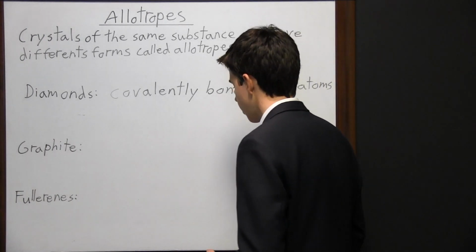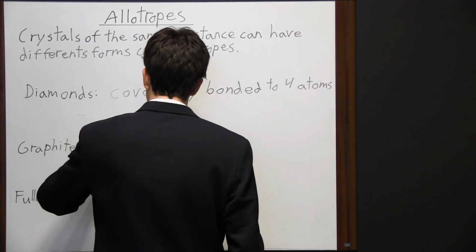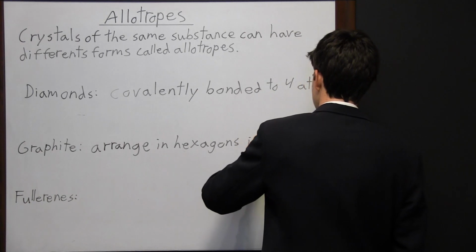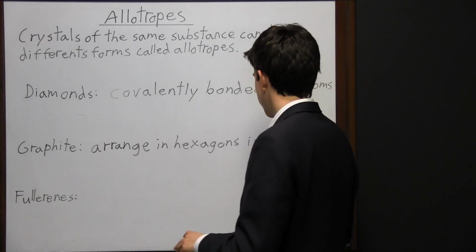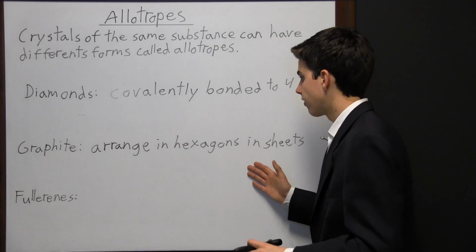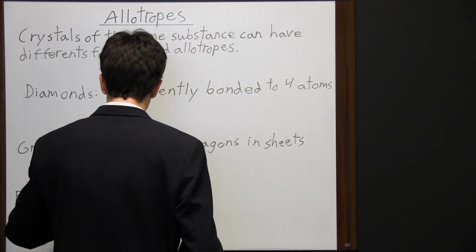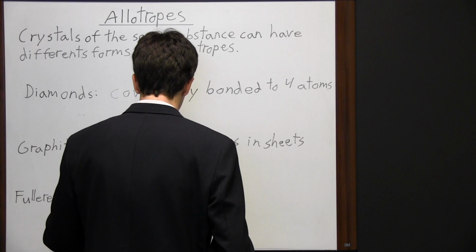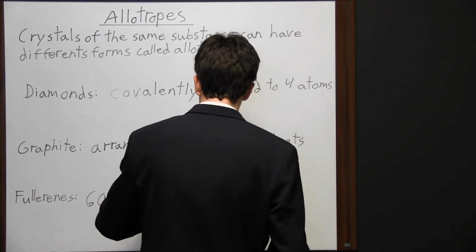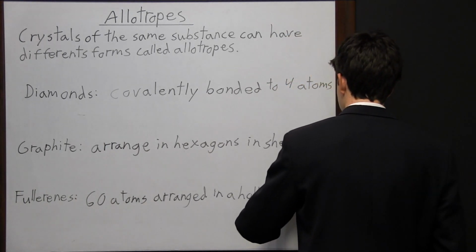Then there's also graphite, which is what pencil lead is made out of. And this is when the atoms arrange in hexagons in sheets. So these atoms are arranged in hexagons, and these hexagons are arranged in sheets that can slide back and forth on each other. And this makes something that's very soft, and so that's why it's used for pencils. And then there's this newly discovered substance that is made up of 60 atoms arranged in a hollow sphere, almost like a soccer ball.